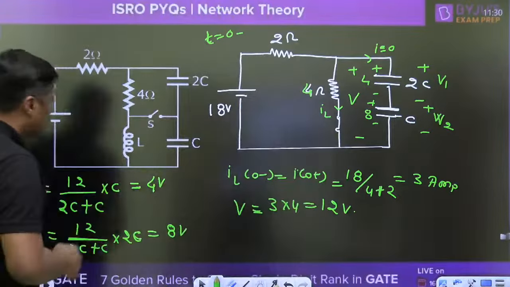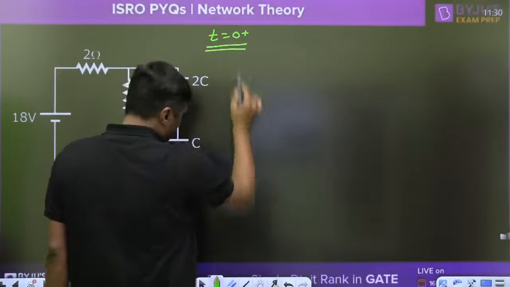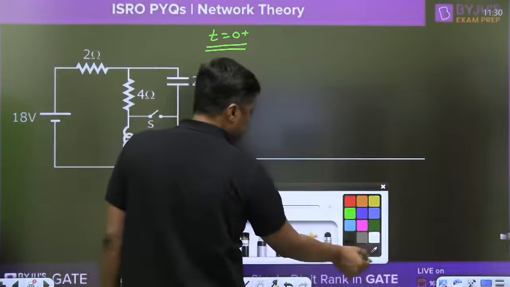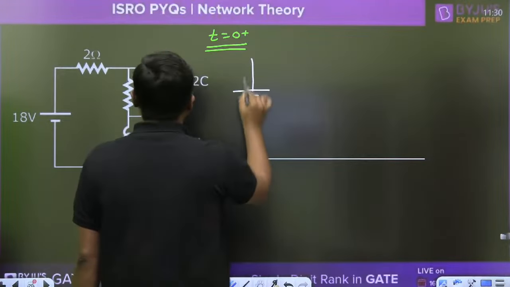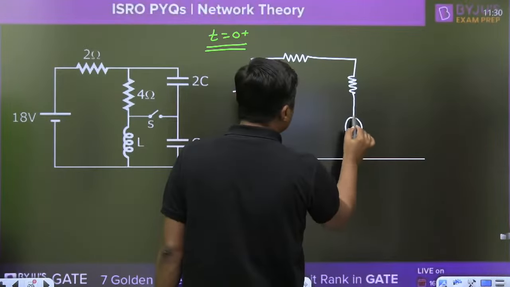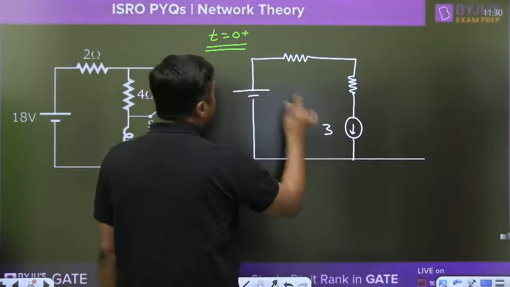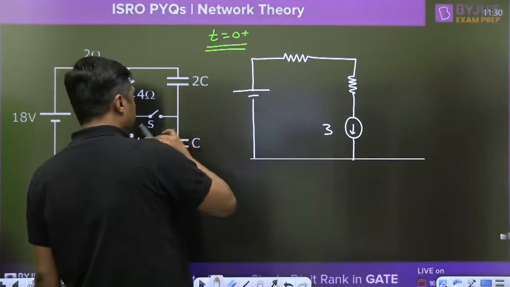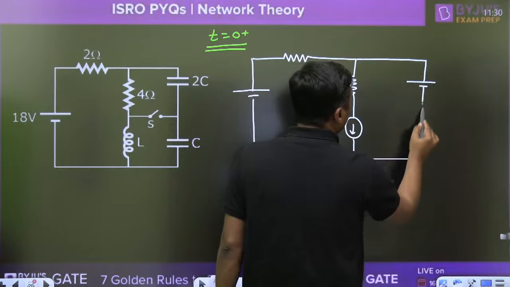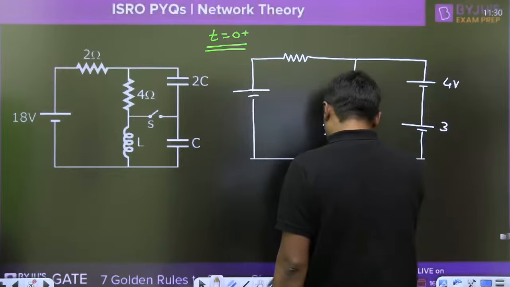Okay, now the switch was open, and now the switch will be closed exactly at 0 plus. When we just close the switch, we have 18 volt, 2, 4, and this inductor is converted into a current source. What is the value of the current source? That is 3 ampere, because I am drawing the diagram exactly at t equal to 0 plus, and the inductor does not allow sudden change of current. The voltages are fixed: 4 volt and 8 volt.